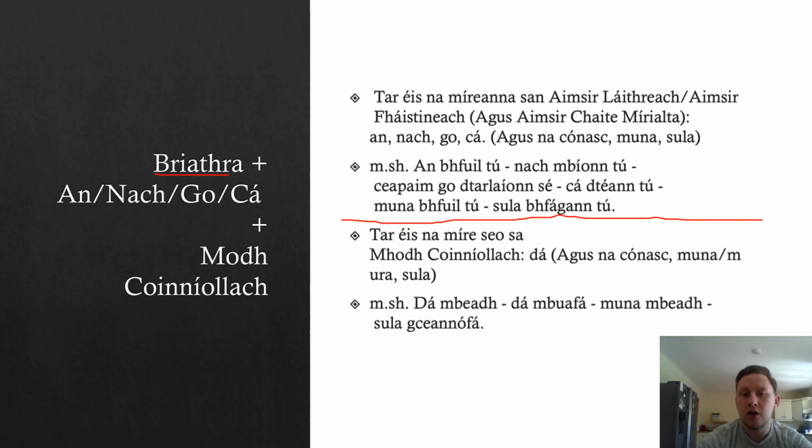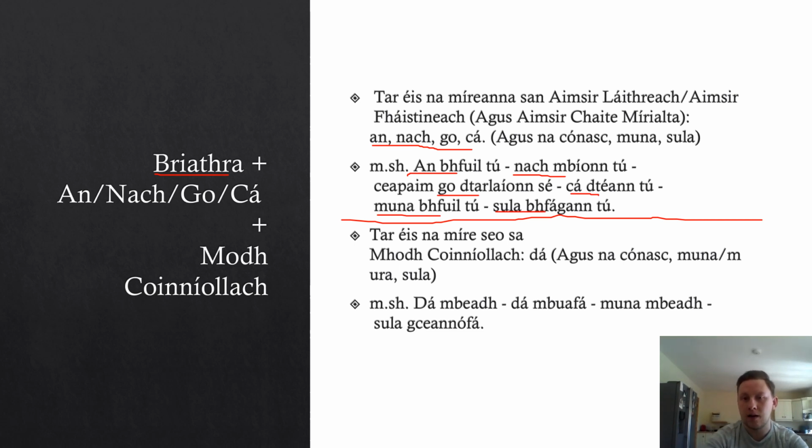Okay, an, nach, go, ka, agus, mura, and sula. So all of these, we're adding urús. These are the ones to look out for. If you're using a verb to follow any of these, the best thing to do is to add an urú. Examples would be: an bhfuil, nach mian, ceapaim go dtarlóidh, cá ndéan, mura bhfuil, sula bhfágann tú. So these are all examples.